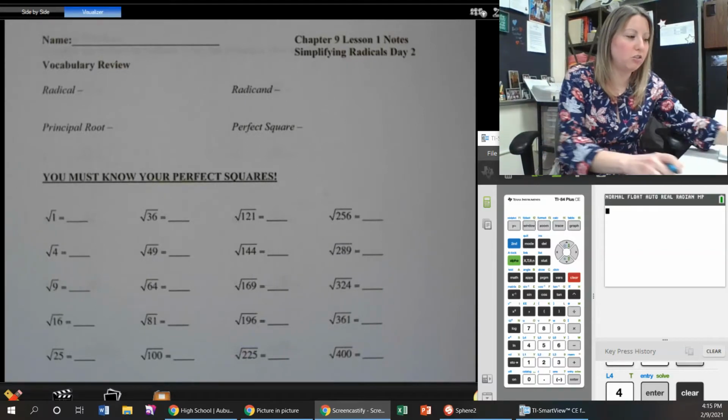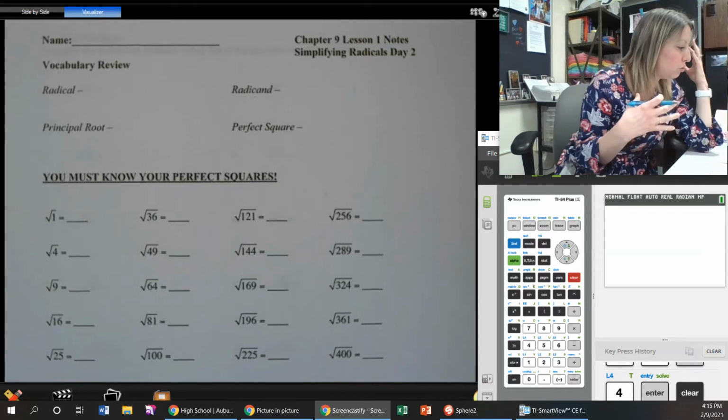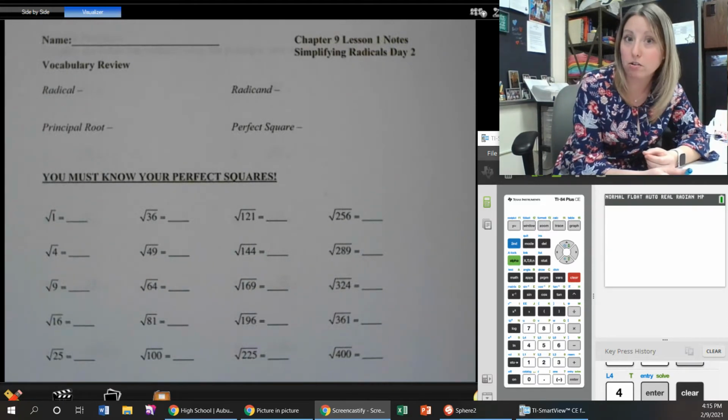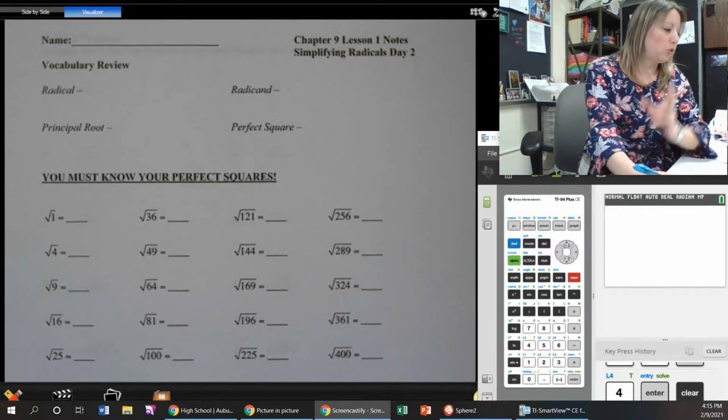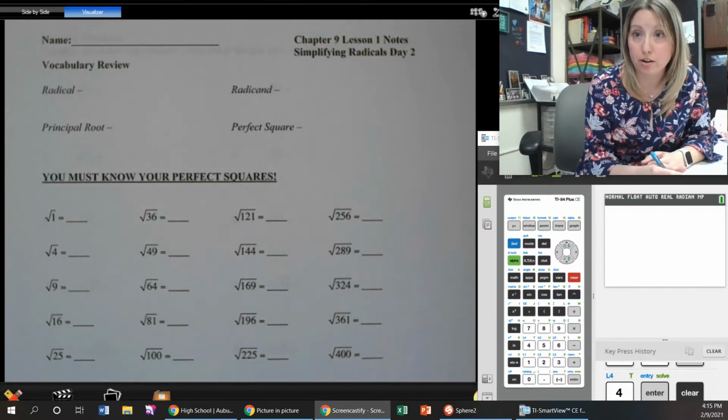Algebras. Here is Chapter 9, Lesson 1, Day 2. So we are going to revisit what we've been talking about, simplifying our radical expressions. And we'll start with these basic definitions of things that we were talking about yesterday.